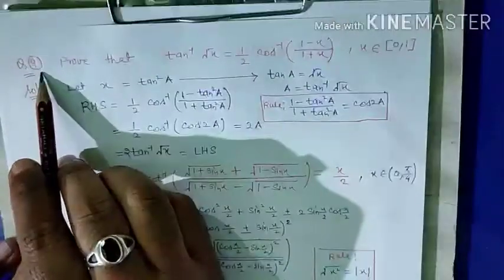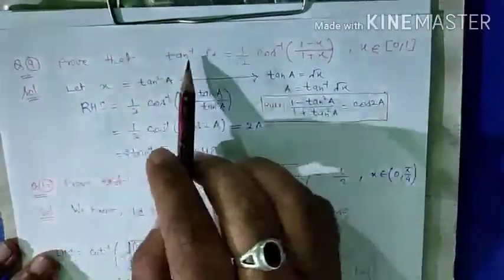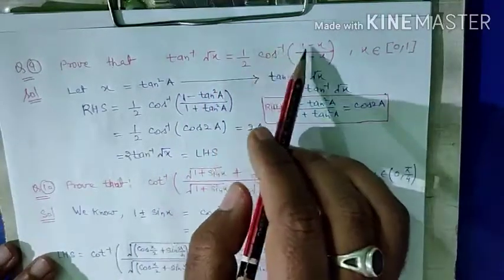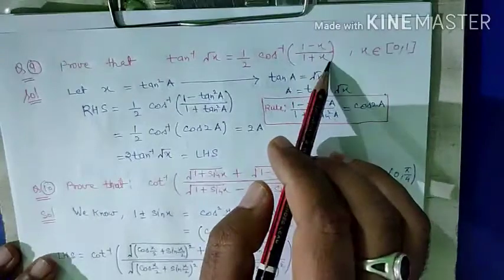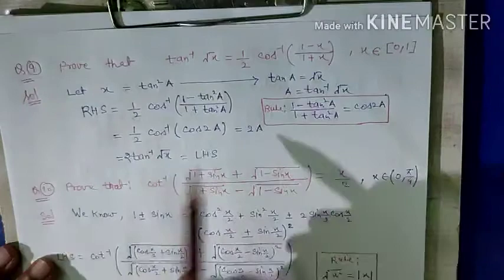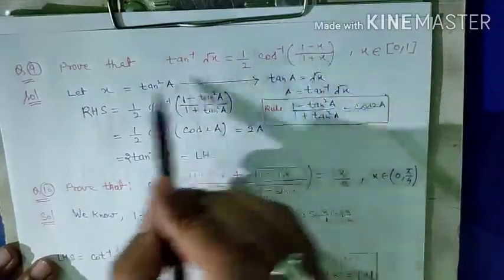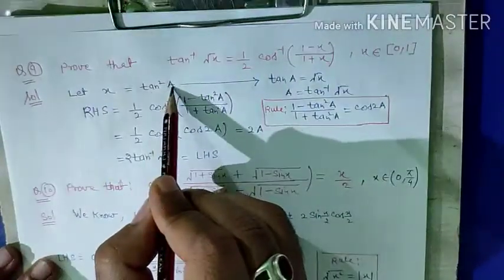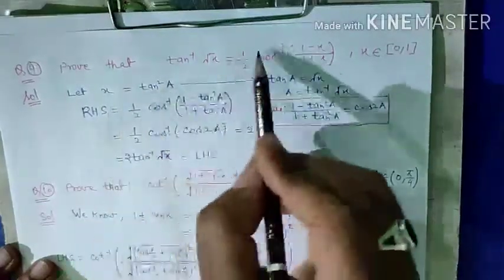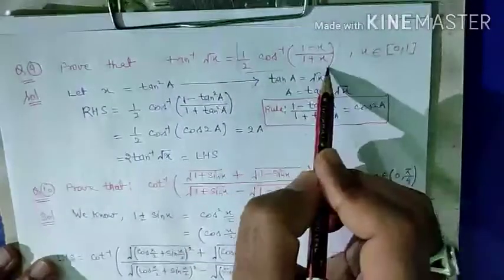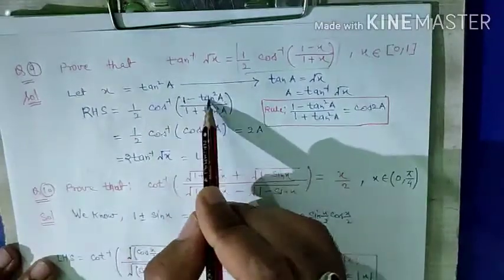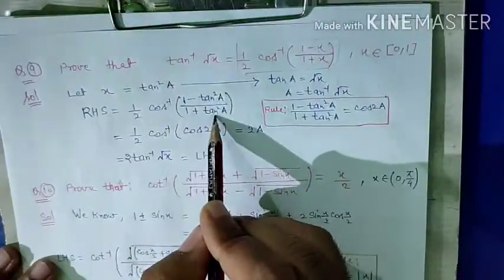Now question number 9. Prove that tan inverse root x is equal to 1 by 2 cos inverse of 1 minus x upon 1 plus x, where x belongs to 0 to 1. Here I am assuming x as tan square a. Replacing x as tan square a in the right hand side part, the bigger part, we get 1 by 2 cos inverse of 1 minus tan square a upon 1 plus tan square a.